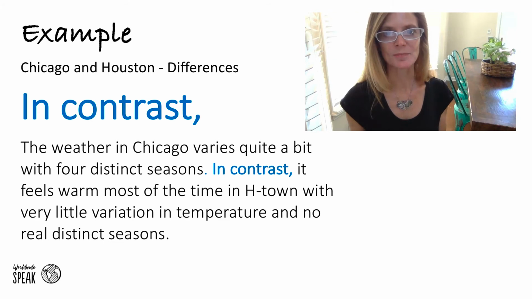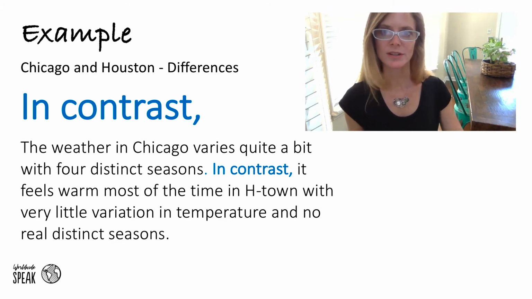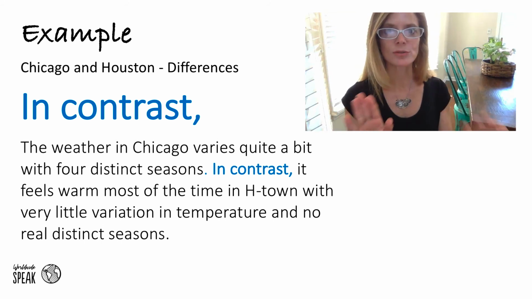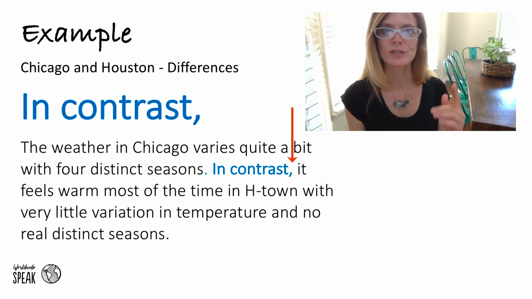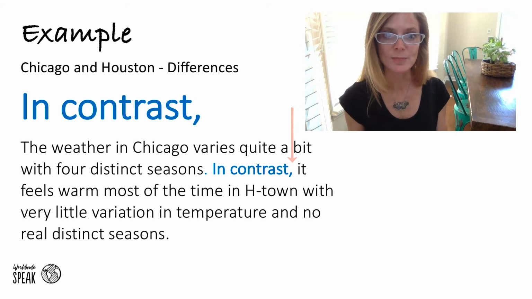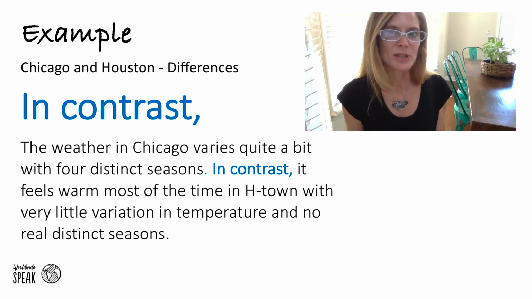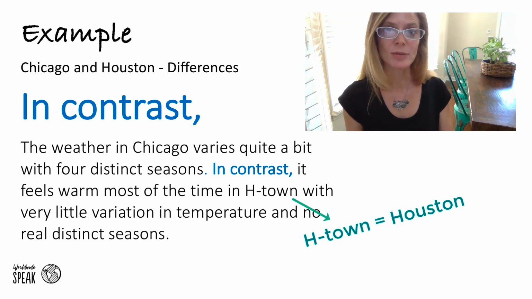As you can see here, in the first part, I talked about Chicago, and then I signaled to the reader that I'm going to contrast two things because I use the transition word in contrast, comma. Remember, you really need to have that comma right after the words in contrast in order for it to be correct. And then I go on to show how the weather is different in Houston than it is in Chicago. And instead of repeating Houston again, I like variation in my writing, so I used Houston's nickname, which is H-Town.